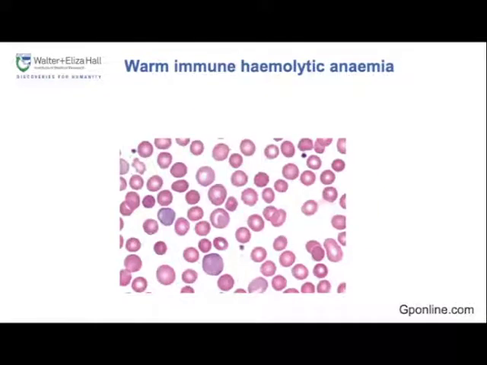Here's another one. This is a warm immune hemolytic anemia. So the first thing to say here is this patient is trying to respond because they've got a few of these reticulocytes here. And the classic cell you see here is, say, this one here, missing the central pallor quite completely, maybe this one here as well, maybe that one there.